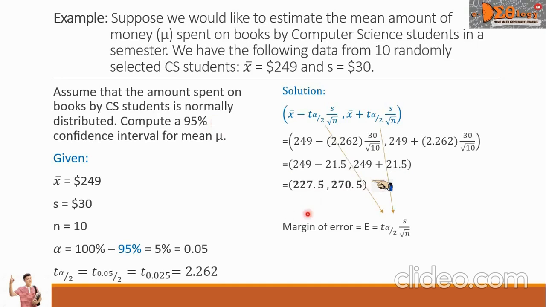Take note that the margin of error denoted by E is this value. So you write it here. And a while ago, we were able to solve this, and the value is this 21.5. This is the margin of error.